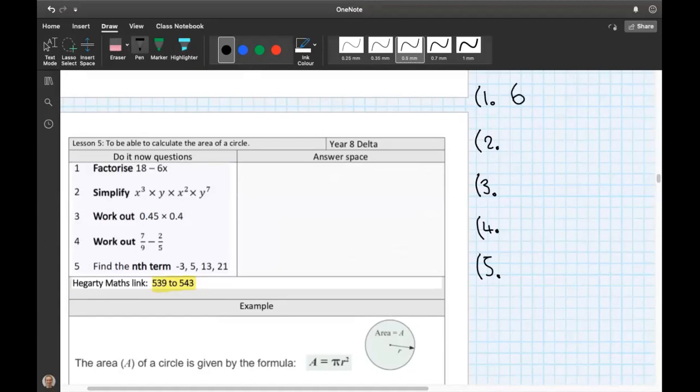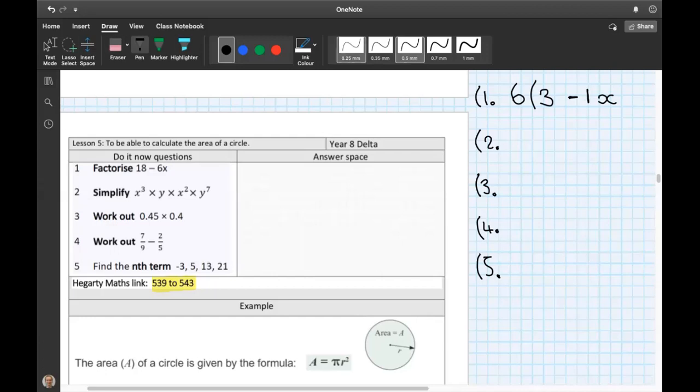That is going to be 6. Now, how do I get from 6 to 18? I multiply it by 3. How do I get from 6 to negative 6x? Well, 6 multiplied by 1 gives me the 6 I need. 6 multiplied by negative 1 gives me the negative 6 I need. And then 6 multiplied by negative 1x will give me the 6x that I need.